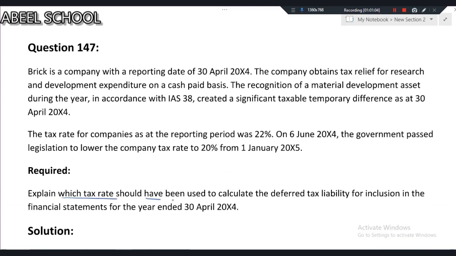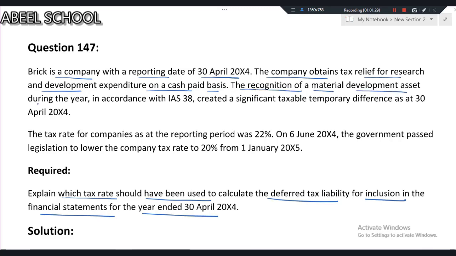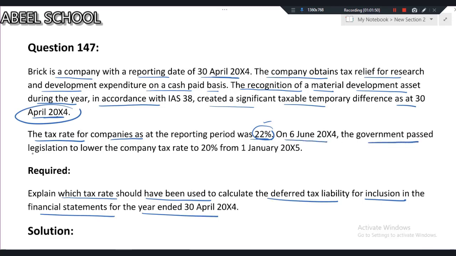Explain which tax rates should have been used to calculate the deferred tax liability for inclusion in the financial statements for the year ended 30th April X4. BRIC is a company with a reporting date of 30th April X4. The company obtains tax relief for research and development expenditure on a cash paid basis. The recognition of a development asset during the year, in accordance with IAS 38, created a significant taxable temporary difference as at 30th April X4. The tax rate for the company at the reporting date was 22%. On 6 June X4, the government passed legislation to lower the company rate to 20% from 1st January X5.